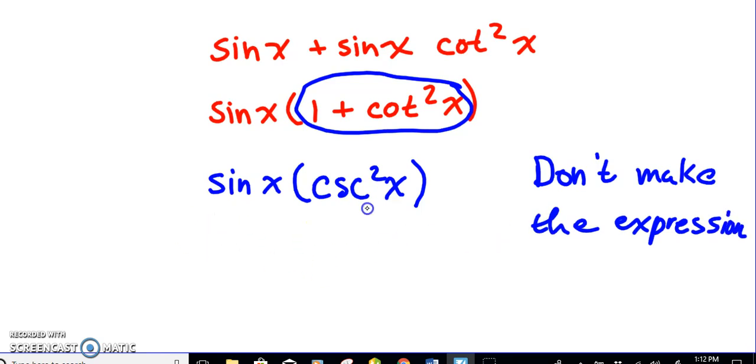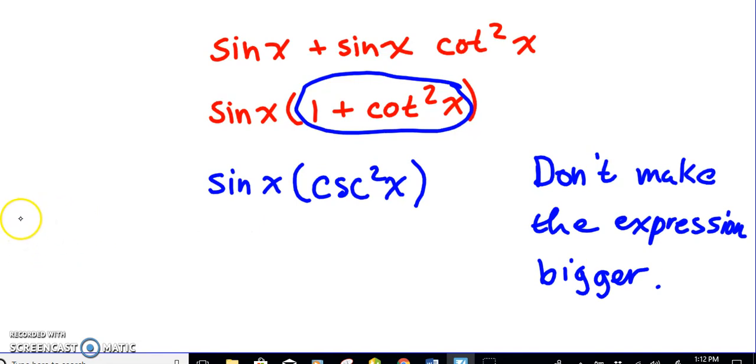When I say expression, remember this part right here. Don't make that bigger. Make it smaller. You need to make it smaller. So here, there's an identity that we can deal with, sine and cosecant, which I hope you remember. It's a reciprocal identity.